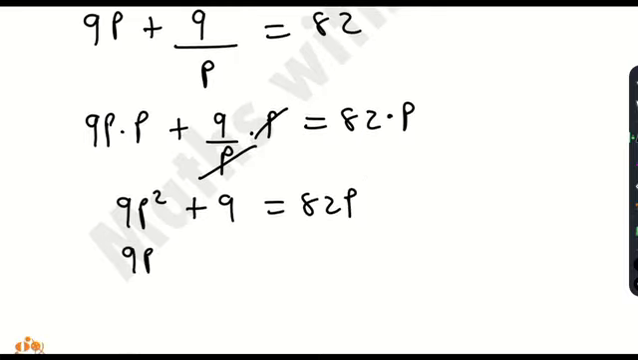So let's transpose 82p to the left hand side, so that I will have all the terms on one side. That will be 9p squared. You can just rearrange it as you do in quadratic equations. It's going to be minus 82p and then plus the constant term 9, all equal to 0. So I'm going to factorize so that I can get the value of p in this equation. This is a quadratic equation.